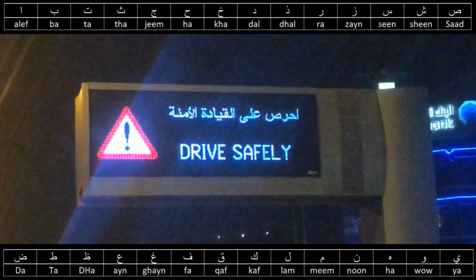And this first verb here, حرص, again, we've got this alif at the front of it, which makes it into the imperative. So rather than حرص, we've got أحرص, which means be careful, take care. Take care on driving safely. أحرص على القيادة الأمنة. Drive safely.